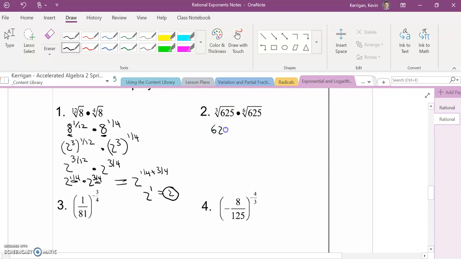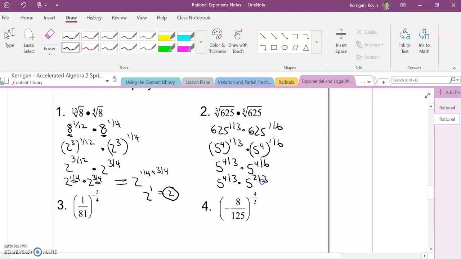Here, this is going to be 625 to the 1/3 times 625 to the 1/6. 625 is 5 to the 4th, to the 1/3, times 5 to the 4th, to the 1/6. Multiply those exponents, gives me 5 to the 4/3 times 5 to the 4/6, which is 5 to the 4/3 times 5 to the 2/3. Once again, add my exponents. That's going to give me 5 to the 6/3, which is 5 squared, which is 25.